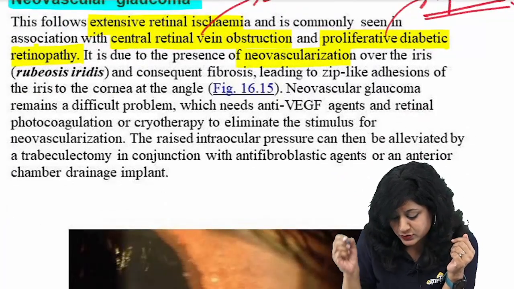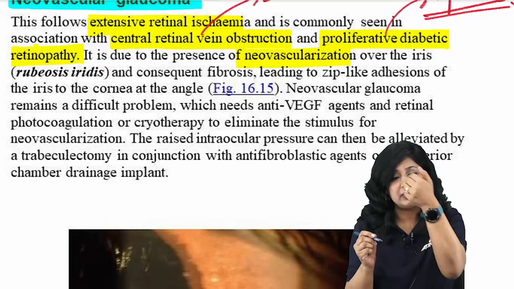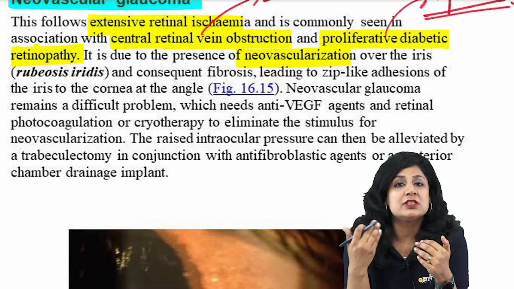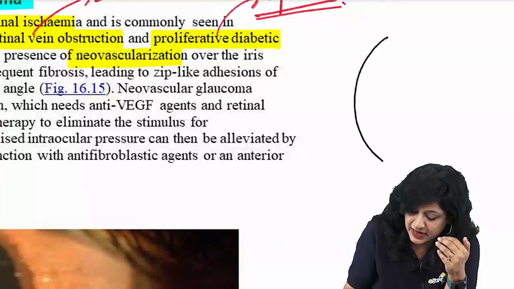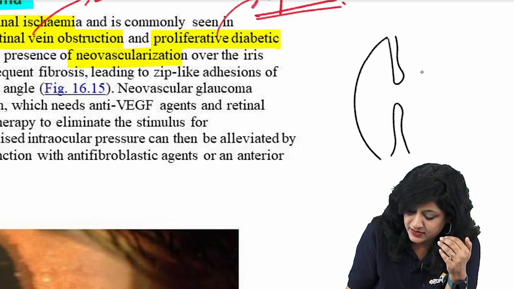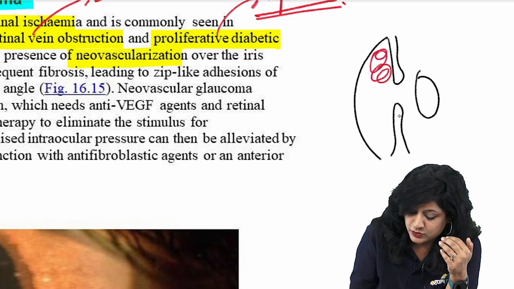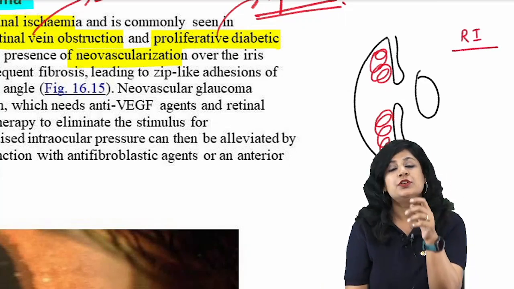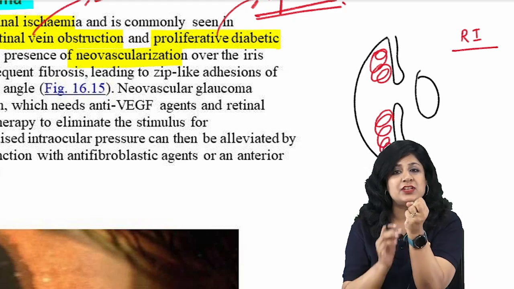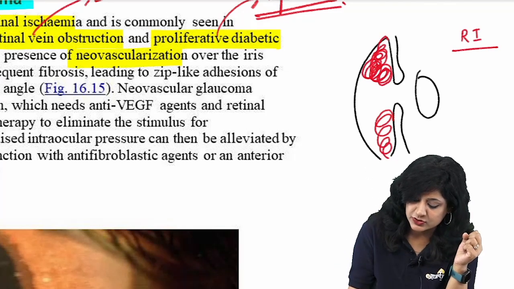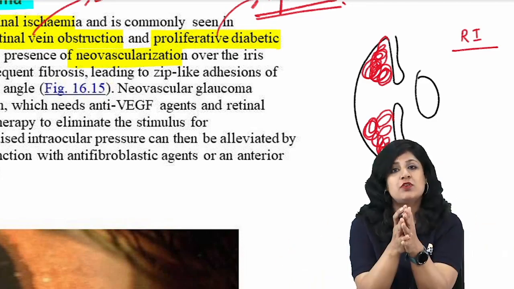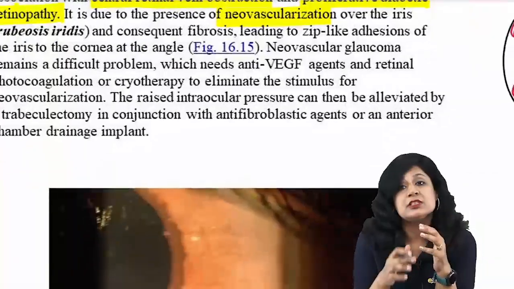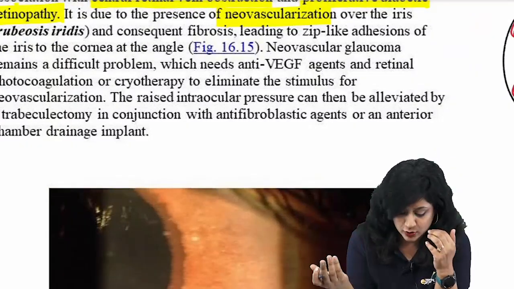It is due to the presence of neovascularization, which is taking place over the iris. Why does this neovascularization lead to glaucoma? This is your cornea, this is your iris, lens. We have a lot of neovascularization taking place over the iris. This is called rubeosis iridis, and due to it we get zip-like adhesions formed in the angle of the anterior chamber, due to which we have sudden closure of the angle, and this is responsible for causing the glaucoma that we call neovascular glaucoma.